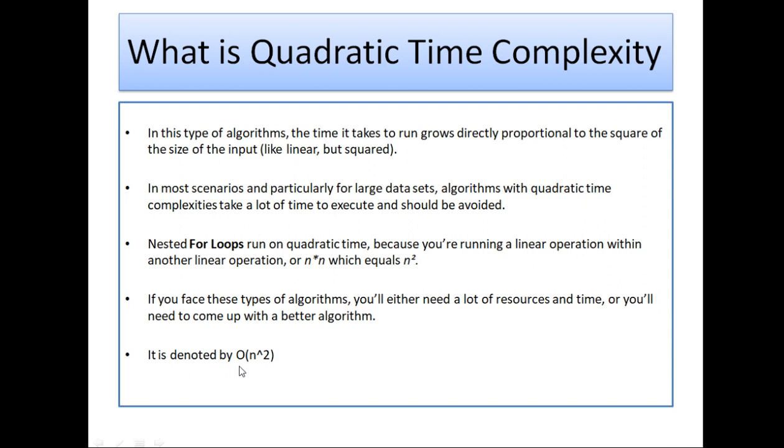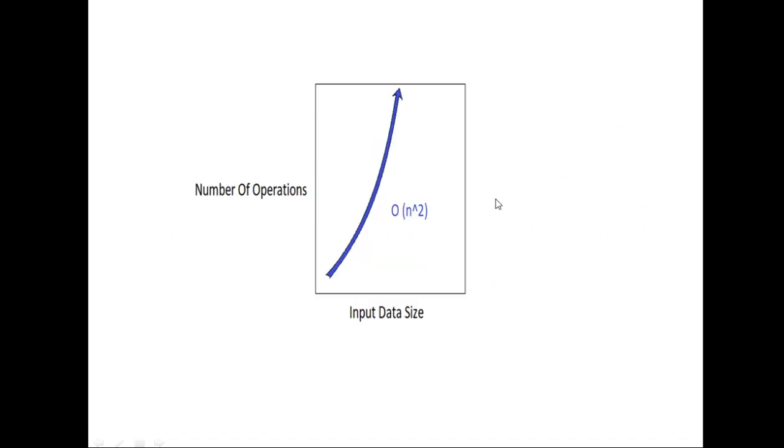It is denoted by big O notation. Inside the brackets, O of n square, where n is the input size, and then squared. Here I have a graph, a picture where you can see this is our x axis and this is our y axis. One axis is dedicated to input data size, and this one to the number of operations. By this arrow you can get to know how much time this quadratic time complexity actually takes.